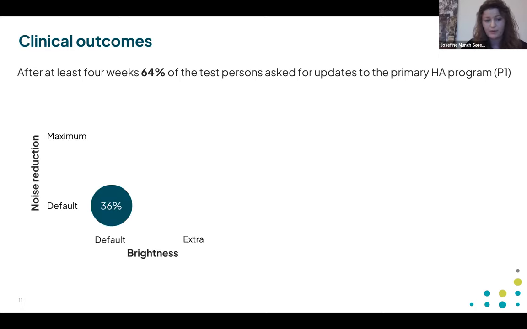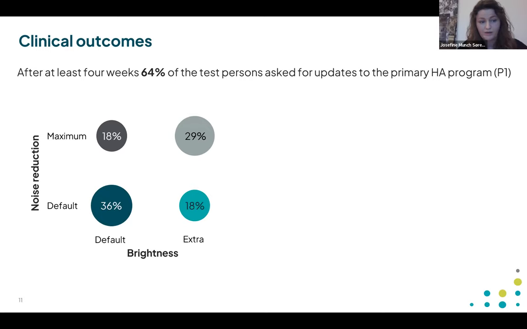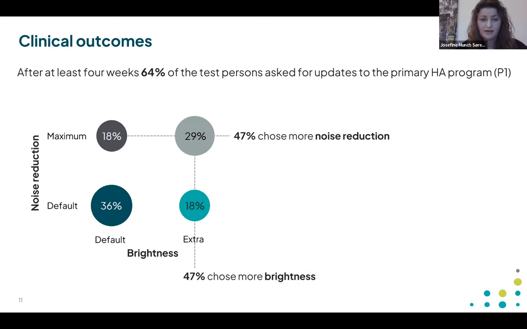So that means that 36% chose to stay with their default level of noise reduction and brightness. 18% chose to have maximum brightness and or maximum noise reduction, and another 18% chose to have extra brightness. And then finally, 29% chose to have the program with maximum noise reduction and extra brightness. And that also means that there was an equal split between how many people wanted more noise reduction and more brightness.